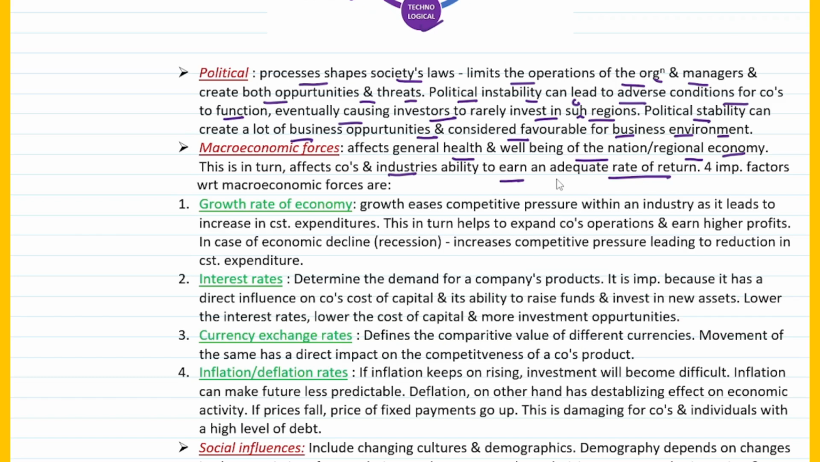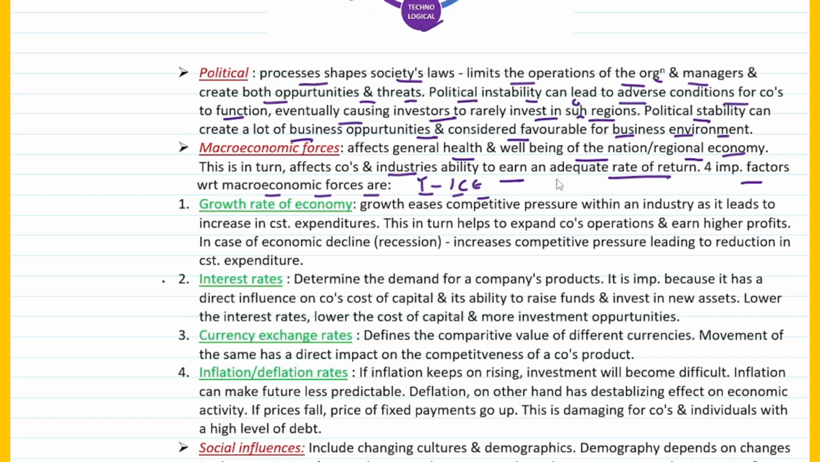Fine. If the general health and well-being of a nation or a regional economy is good, that can have a significant impact on the earnings of the company. So that's what the macroeconomic forces talk about. Now, this basically has four important factors with respect to macroeconomic forces. Fine. Now, what are these four macroeconomic forces? I remember that as ICE. Or rather, I can say ICE, ICE. So ICE. Fine. Okay. What is the first I?